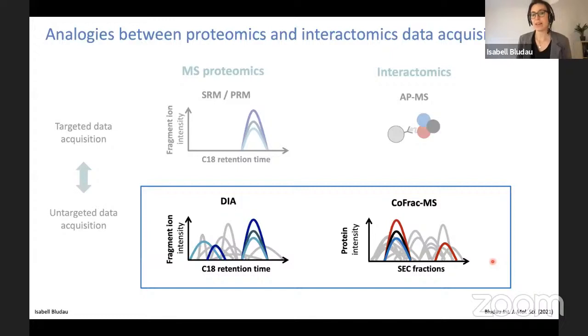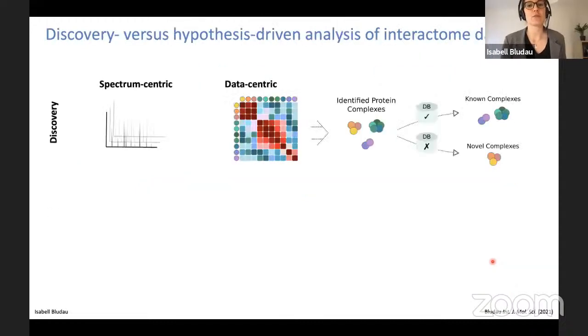Okay. So having said that there are these conceptual similarities between DIA and CoFrag-MS data, I now want to get to the analysis strategies between the different approaches. In discovery proteomics and DIA analysis, we have on one side the spectrum-centric analysis approach, where we start from the data. Here the idea is that we take the spectra and perform a library or database search to identify what signal the data corresponds to, or where it is coming from.